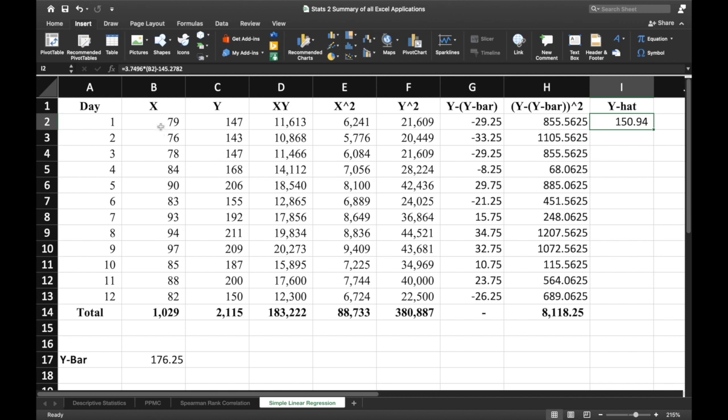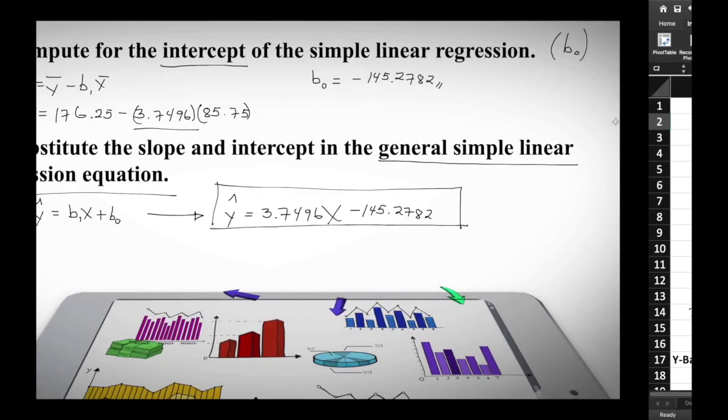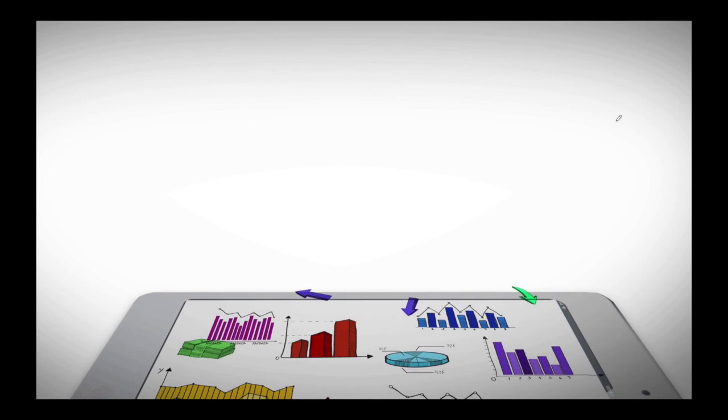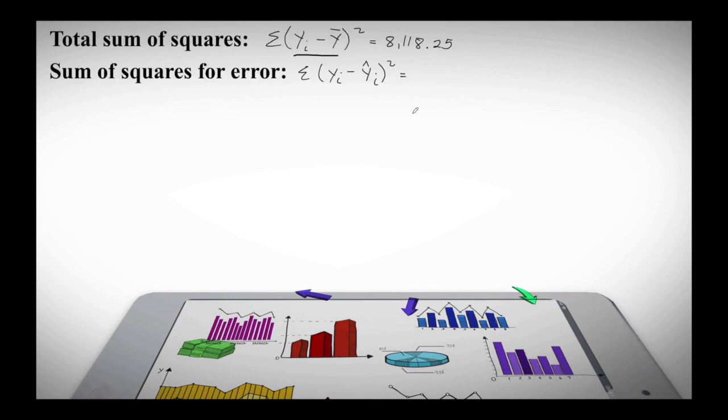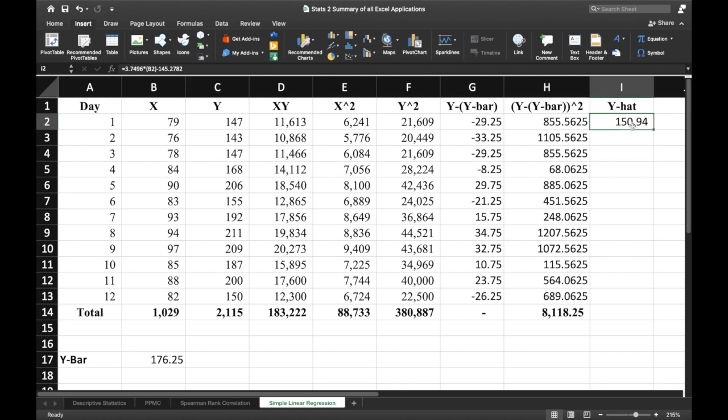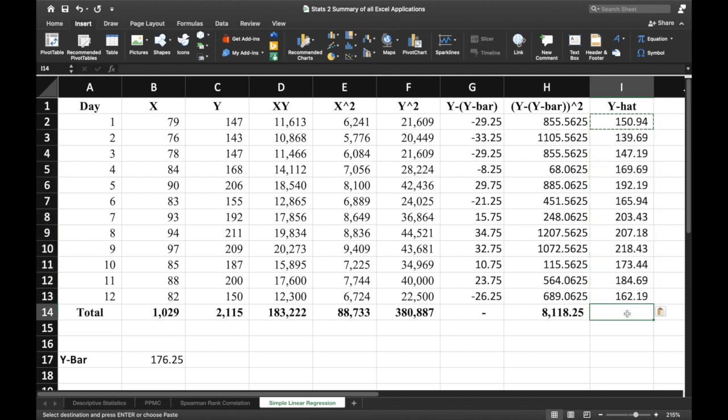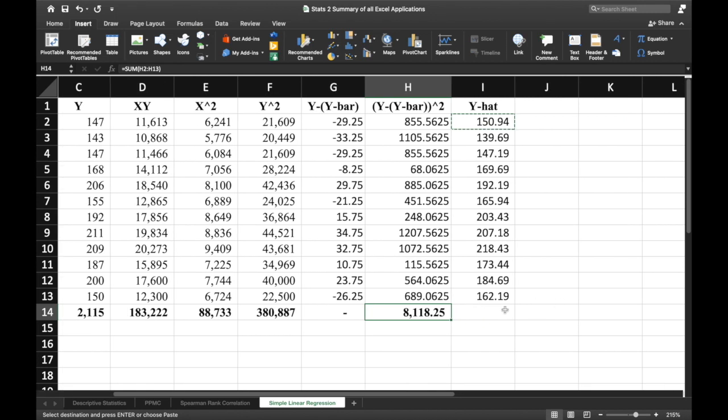If ang value ng x natin is 79, the predicted value of y is 150.94, pero ang naging actual is 147. Now, the difference of 147 and 150.94, that is the error. Since ang hinahanap natin ngayon is just the sum of squares for error, we need to continue this. Kasi mga error yung kinuha natin. So, copy, and hanggang dulo, hanggang 12, paste. And now, kunin natin yung sum, copy-paste natin ito since this is a formula for sum.